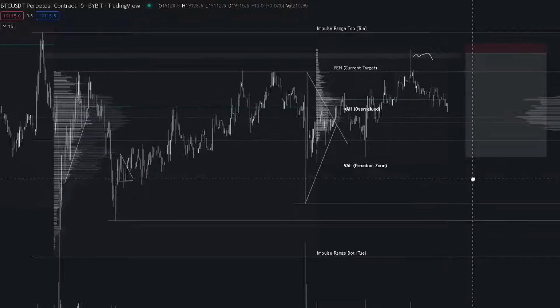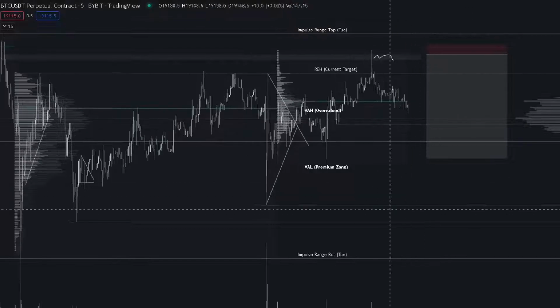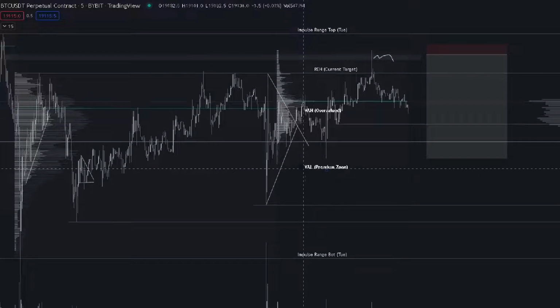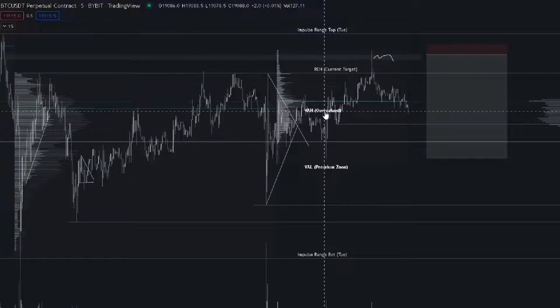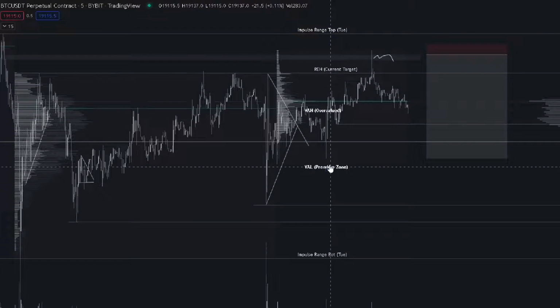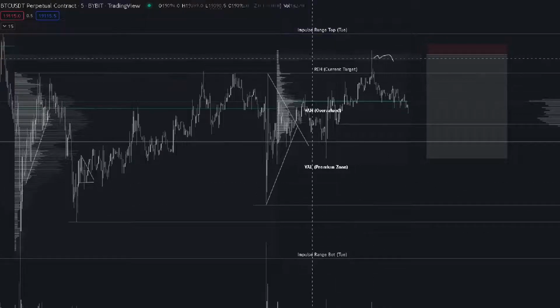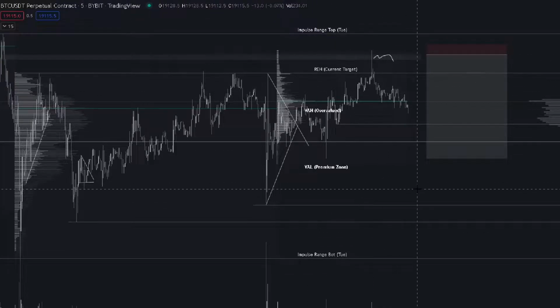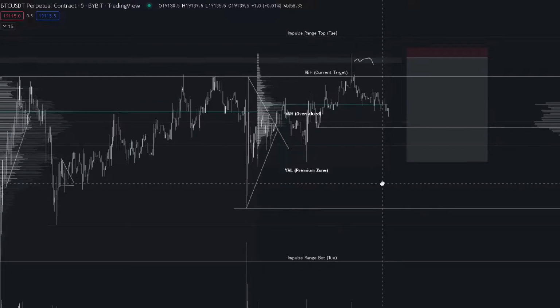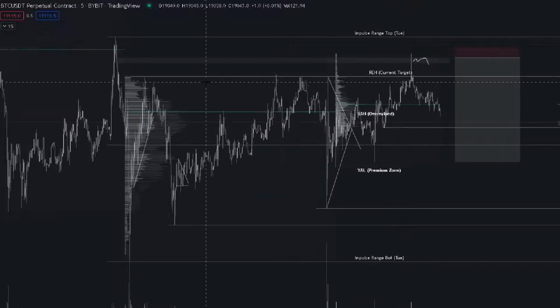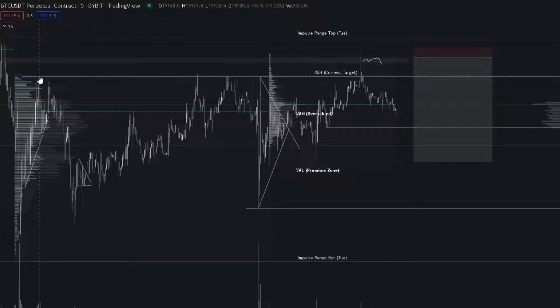One way is to split the zone in half, and then you have your VAL, which is the value area low, and your VAH, which is the value area high. Pretty much, the VAH means that's overvalued, and the value area low is the premium zone. So pretty much you want to go long in this area and go short in the top area. Very, very simple.